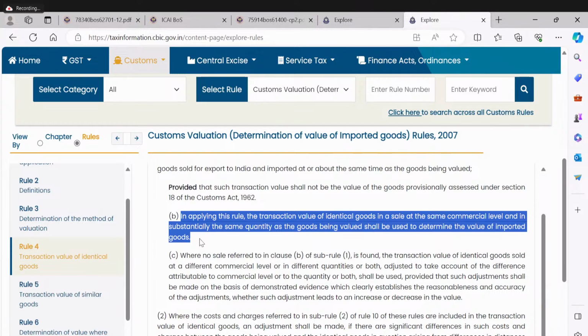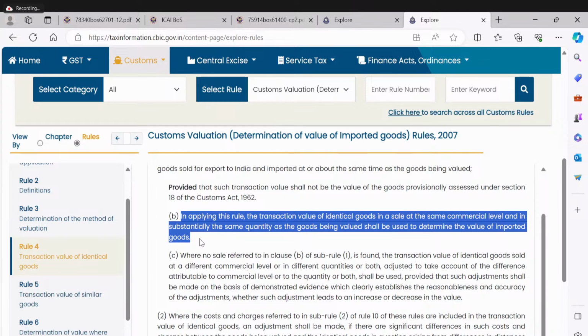In case the commercial level is different, or like I told you, they are not being imported in the same quantity, they are being imported in huge quantity, then a discount can be there. So those factors have to be accounted for, those adjustments have to be made, and whatever value we get after those adjustments for a different commercial level or for a different quantity being imported, that adjusted value will actually be accepted as the transaction value of identical goods.